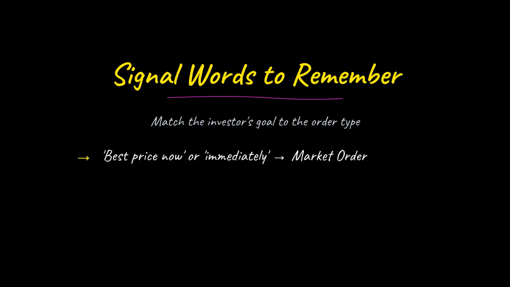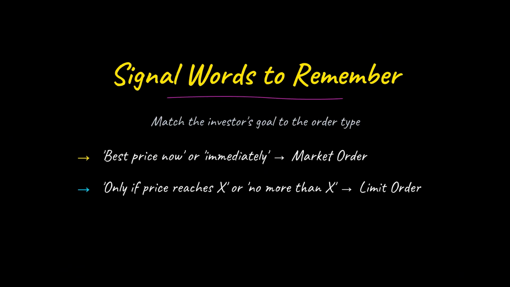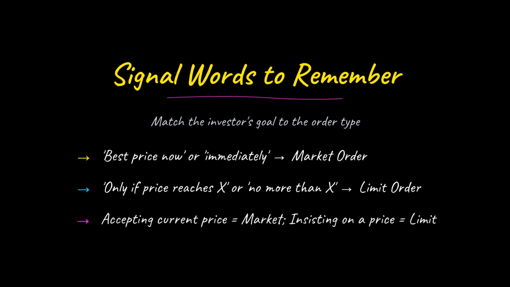If they're accepting whatever the current price is, that's a market order. If they're insisting on a particular price or better, that's a limit order. Spot those signal words and you'll never confuse the two.